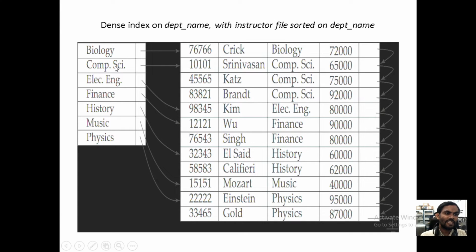Now if you are taking computer science, the computer science department has Srinivas, who is the instructor in computer science. Now when it is pointing to the second record, again it is searching the n number of records under your table. Computer science is available up to Katz and Brandt, so three instructors will be there. With the help of computer science, again it is pointing to Katz and Brandt.